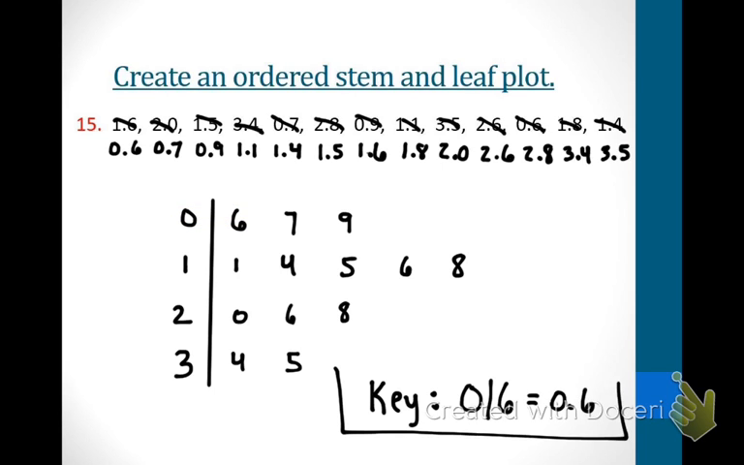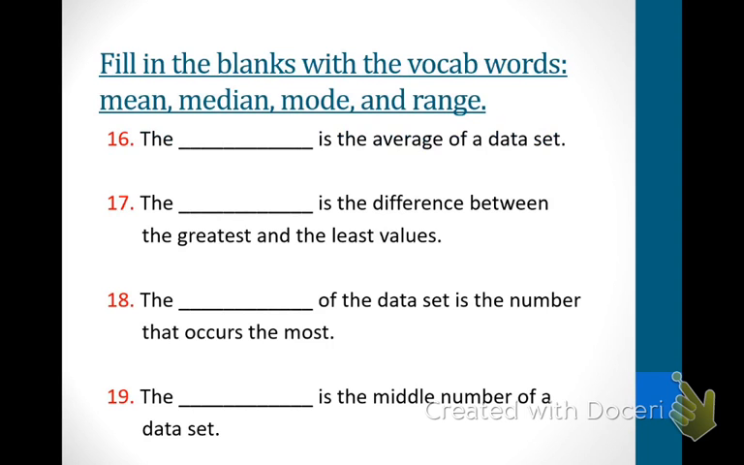Who would say you put a different number inside of your key? What'd you do, Gabby? 3/4 equals 3.4. Okay, 3/4 equals 3.4 because that's what she found right there. Very good. Isabel, what'd you do? I did 1.1. Okay, and she did 1.1. Once again, any number is totally fine as long as it was a number that was in your original data set. Let's go to number 16.